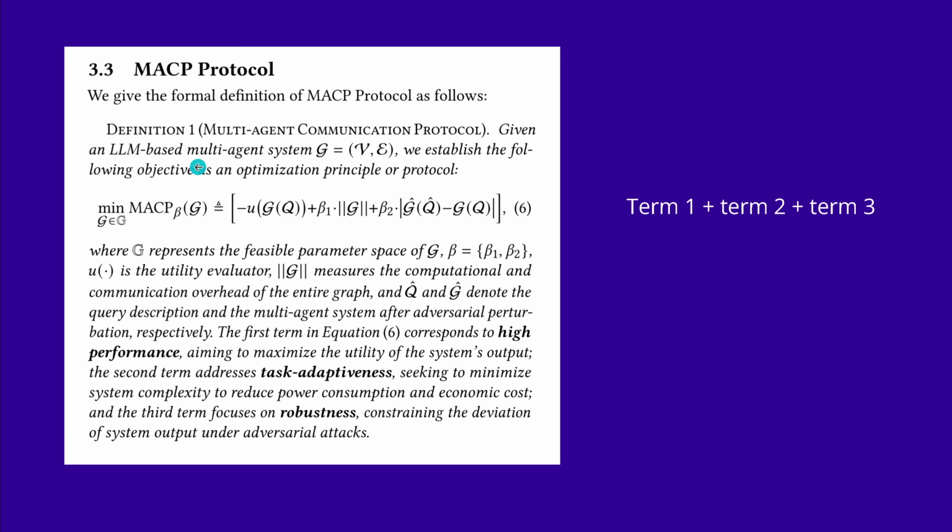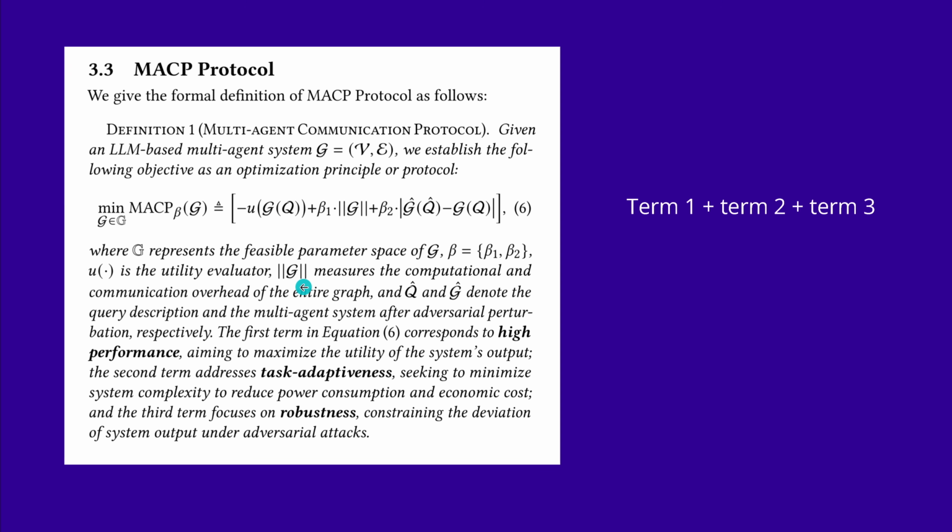So, let's follow the idea before we have a look here at the formal mathematical notation. They say, given here an LLM-based multi-agent system, with our little Llama 3.2, we establish the following objective as an optimization principle or a protocol. So it is simply an optimization task like almost every time in AI. So, what we have now in our terms. G represents the feasibility parameter space of our graph G. Beta are simply some hyperparameters we can tune and adjust to our solution. We know the utility evaluator function. This just gives us, hey, this is a good solution or this is a bad solution here. This is here our U.